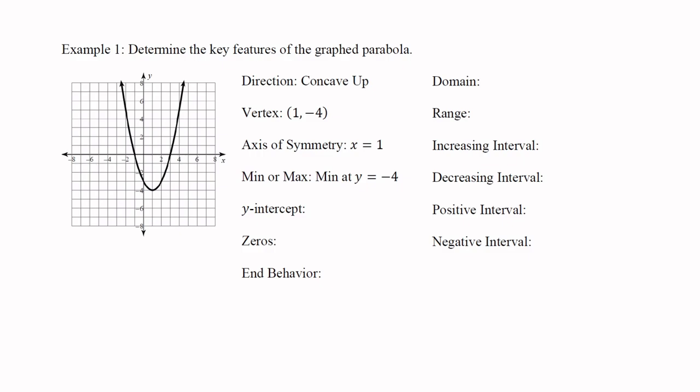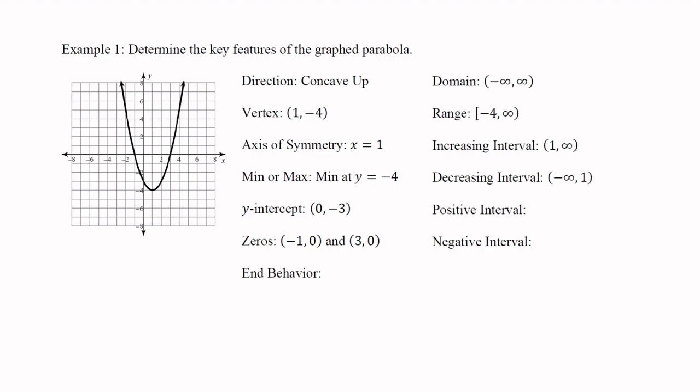The y-intercept is located at (0, -3). Our zeros, or x-intercepts, are located at (-1, 0) and (3, 0). So there are two of them. Our domain goes from -infinity to +infinity. Our range goes from -4 to infinity, including the -4 because the vertex is a point on the graph. We are increasing from 1 to infinity. We are decreasing from -infinity to 1.